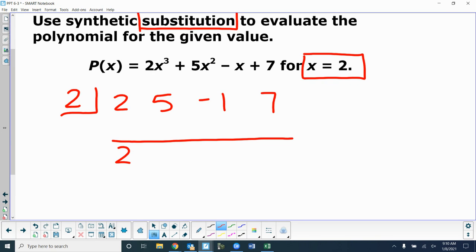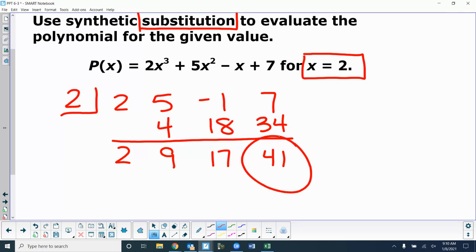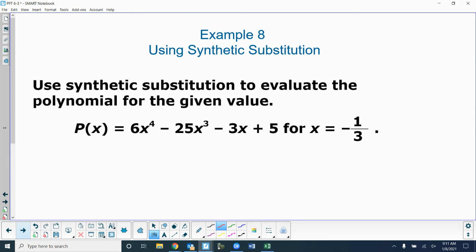So, drop the 2. What's 2 times 2? What's this? 2 times 9. What's this? 17. What's 2 times 17? What's this? What's the answer? 41. This is 41. You don't have to write out the 2x squared plus 9x, okay? Got it? So, what am I going to put in the box? -1/3, right?